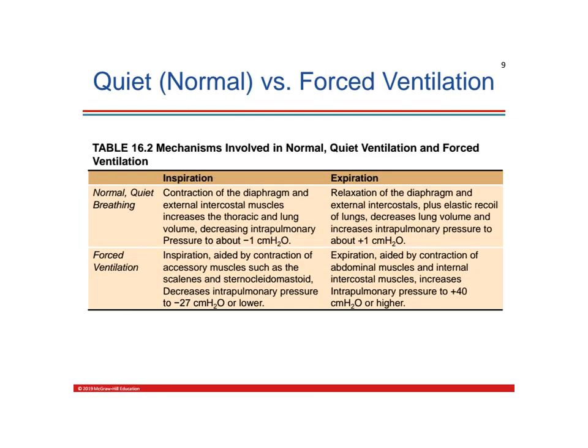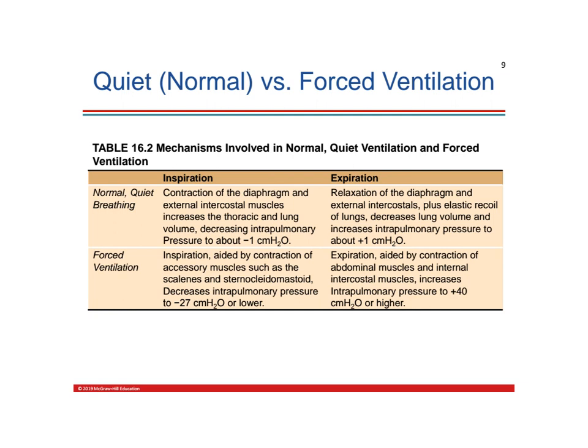During normal quiet breathing, contraction of the diaphragm and the external intercostal muscles increases the thoracic and lung volume, decreasing intrapulmonary pressure to about -1 centimeter of water below atmospheric pressure. During expiration, relaxation of the diaphragm and external intercostals, plus the elastic recoil of the lungs, decreases the lung volume and increases the intrapulmonary pressure to about 1 centimeter of water above atmospheric pressure.